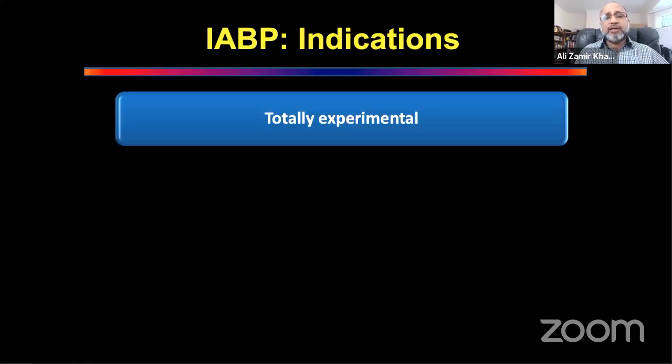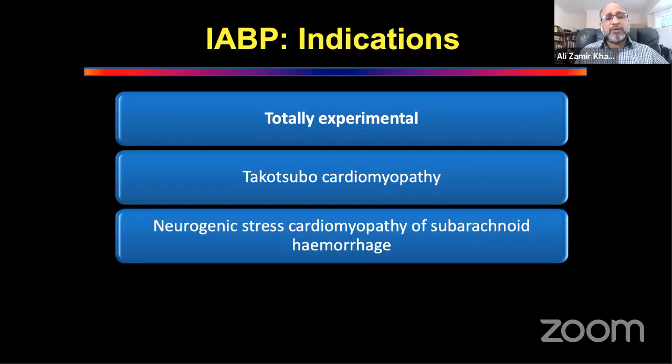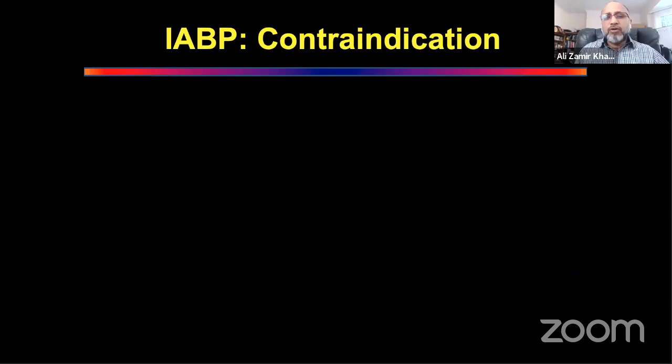The other indications, some of them experimental, are Takotsubo cardiomyopathy, neurogenic cardiomyopathy of subarachnoid hemorrhage, and severe aortic stenosis. Now, don't ask me details of these things. I have not read them. This is straight from the exam question and answer, but I don't know the details of Takotsubo cardiomyopathy. I really don't understand the phenomenon. But if you want, you can read it.